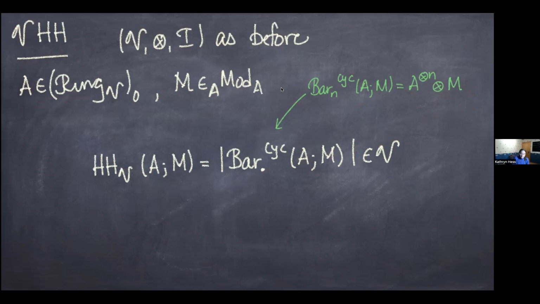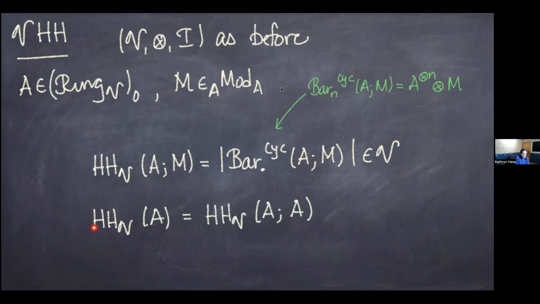So it's just a standard cyclic bar construction, which gives us a simplicial object, and part of being a nice enough monoidal model category is that I have some appropriate notion of geometric realization so that I can geometrically realize this simplicial construction and end up with an object in V. So the V Hochschild homology of A with coefficients in M is now going to be an object in V. And if you're just going to take coefficients in M, where M is now A, seen as a bimodule over itself, we'll simplify notation and call that the V Hochschild homology of the monoid A.